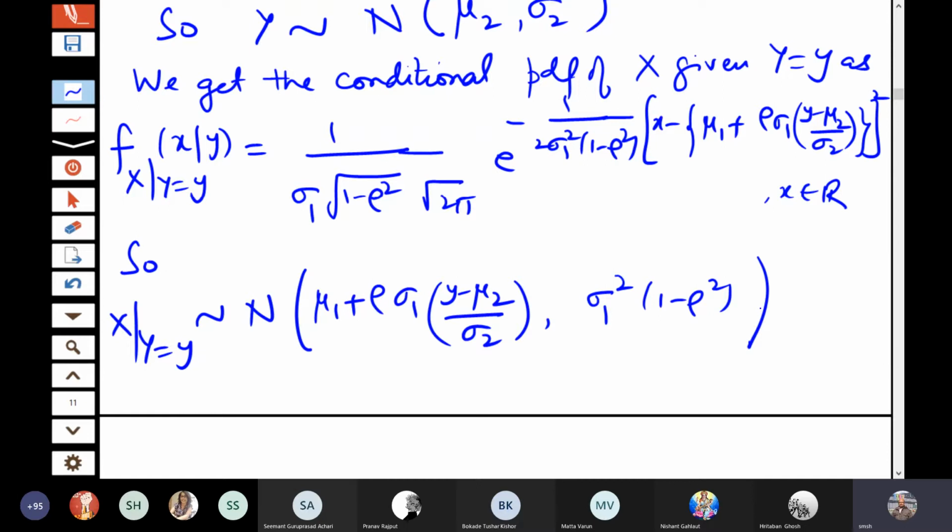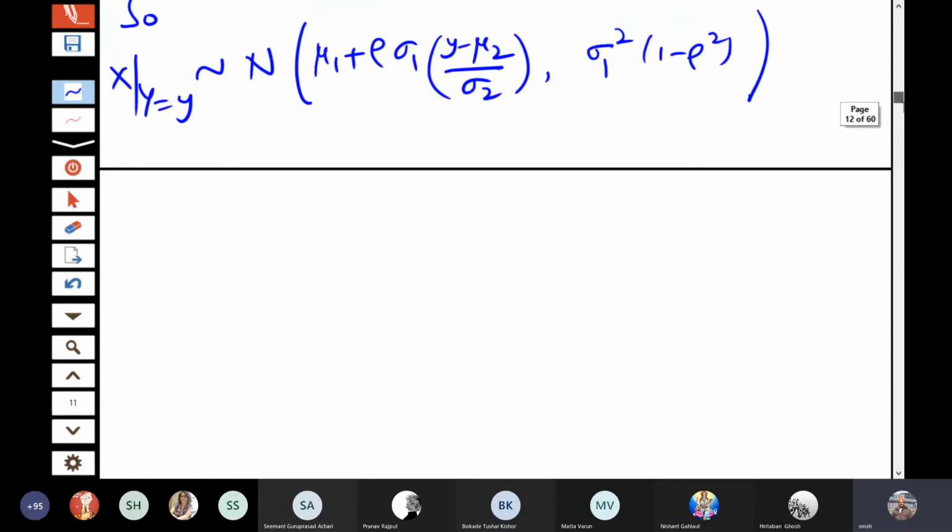And similarly, if I consider the marginal distribution of Y as univariate normal and the conditional distribution of X given Y as univariate normal, then by combining the two, you will get the joint distribution of X and Y as bivariate normal. So again, you get a necessary and sufficient condition for jointly distributed random variables to have a bivariate normal distribution.